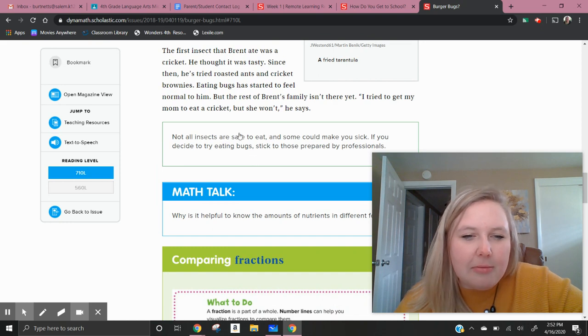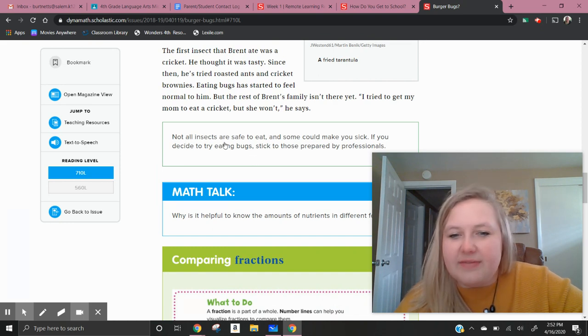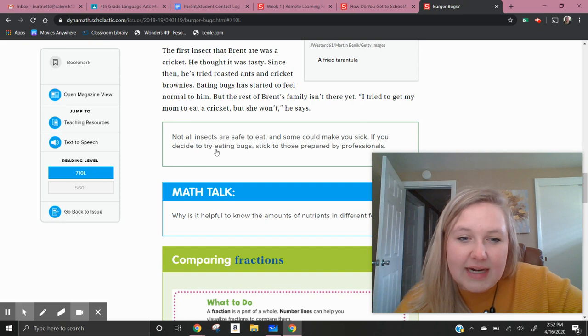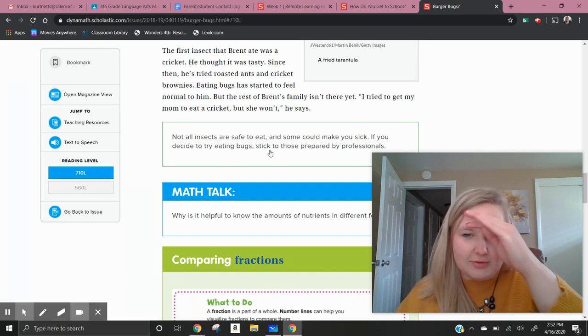We should probably talk about this. Not all insects are safe to eat, and some could make you sick. If you decide to try eating bugs, stick to those prepared by professionals.